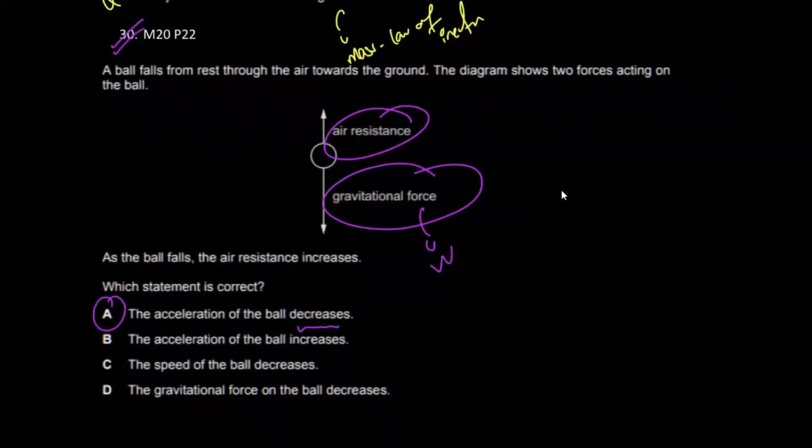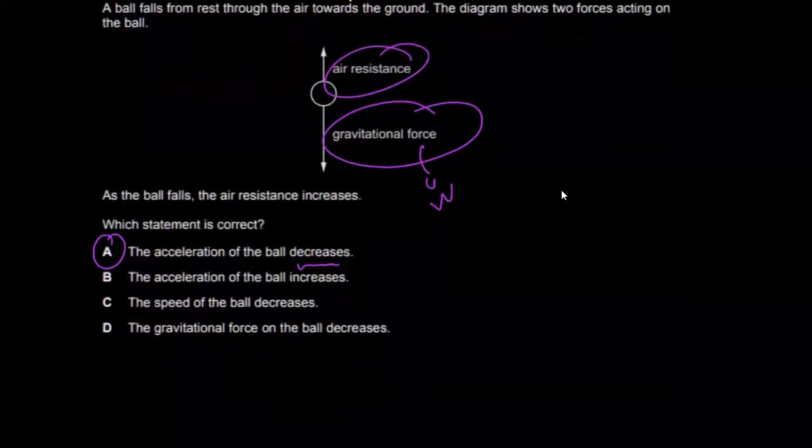It decreases. Because whenever the air resistance increases, kiddos, your resultant force decreases. That is the whole terminal velocity concept. So the acceleration of the ball decreases and it goes to terminal velocity and then the velocity is constant.